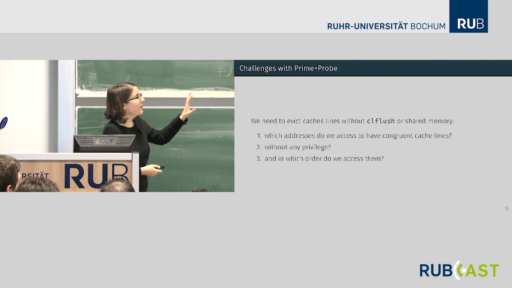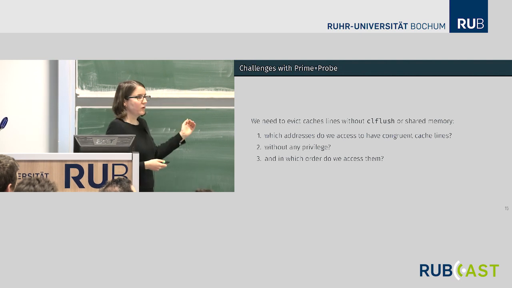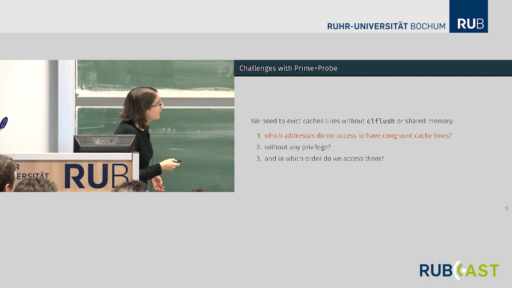The thing is that the last level cache is physically indexed. So knowing where a cache line is going to be in the cache depends on the physical address. And knowing the physical address is something that requires some privilege. So what we would like to have is to perform these cache attacks without any privilege. So this is another issue. And depending on the replacement policy, you need to access these cache lines in a precise order. So this is the third problem, because the replacement policy is not always known. So I'm going to concentrate on the first problem.